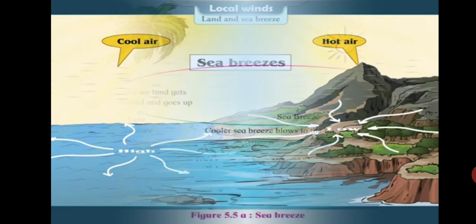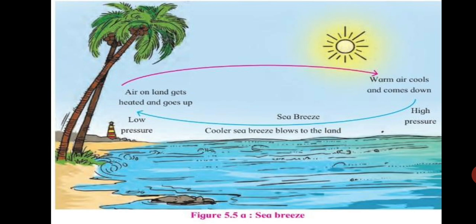Okay, so you have this figure 5.5a sea breeze in your textbook on page 24, which clearly shows that during daytime the sun is there, that means it's daytime. The sea is comparatively cool. Cooler sea breeze blows to the land from high pressure towards the low.